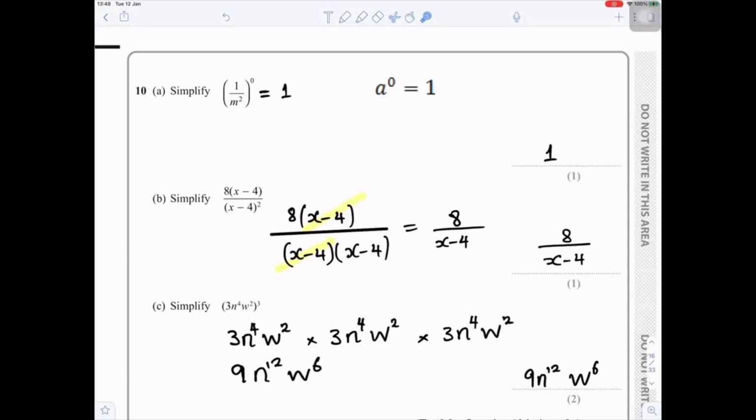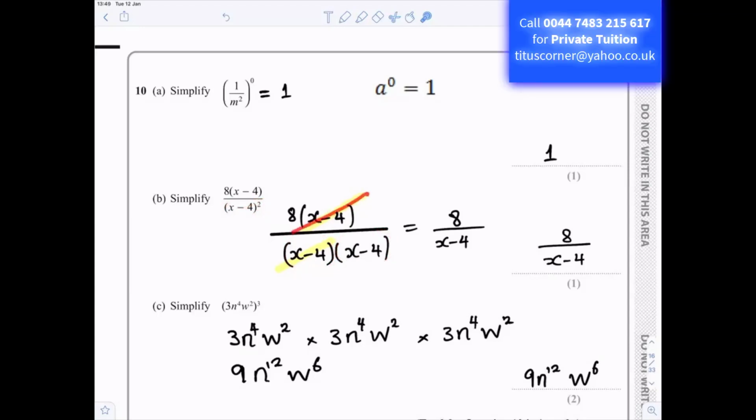Part B, simplify 8(x minus 4) divided by (x minus 4) all squared. You look at the numerator and the denominator. Look at what is there to cancel. You can write x minus 4 in the numerator and (x minus 4) squared in the denominator. You write it twice, (x minus 4) times (x minus 4). x minus 4 is found in the numerator and denominator, so you can cross that off. In the numerator, you're left with 8, and in the denominator, you're left with x minus 4. So your answer is 8 divided by x minus 4.